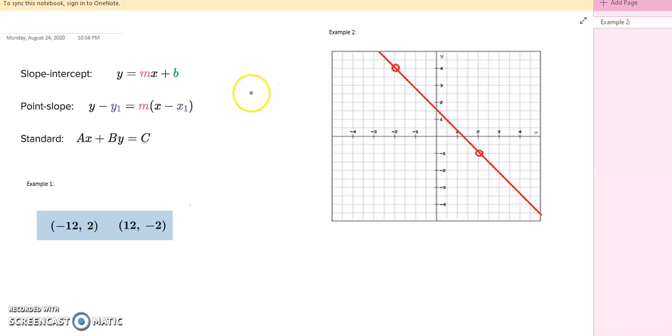I just wanted to quickly review some things from this chapter. Remember that in this chapter, you have to be able to write the equation of a line in three forms: the slope-intercept form, y is equal to mx plus b, the point-slope form, and the standard form. And we have two examples. In the first example, I am given 2 points. If I am given 2 points, I need to be able to write the line in these three forms.